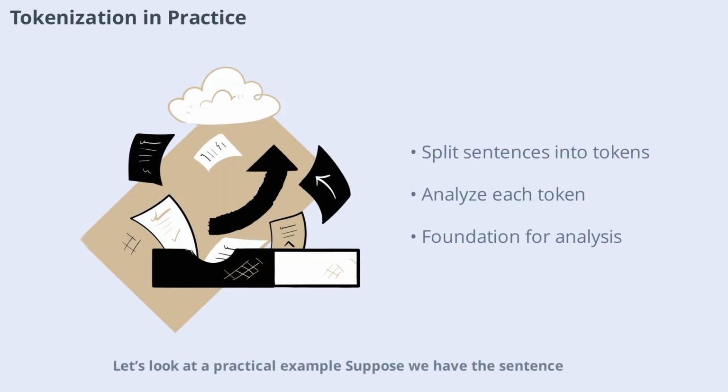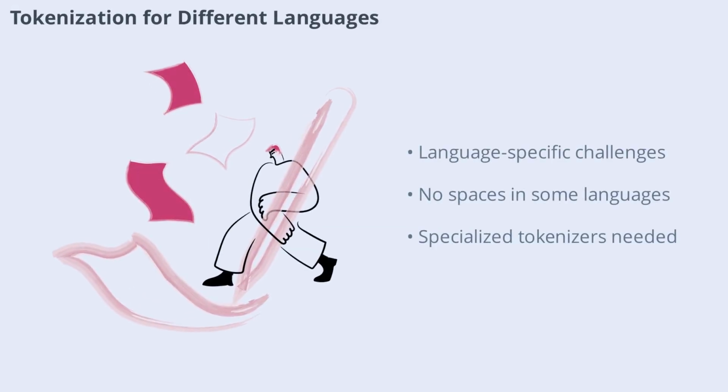Let's look at a practical example. Suppose we have the sentence, "Tokenization makes text processing easier." A tokenizer would split this into the tokens: Tokenization, makes, text, processing, easier. Each token can then be analyzed or processed further. This simple example shows how tokenization lays the groundwork for more advanced text analysis. Tokenization isn't one size fits all.